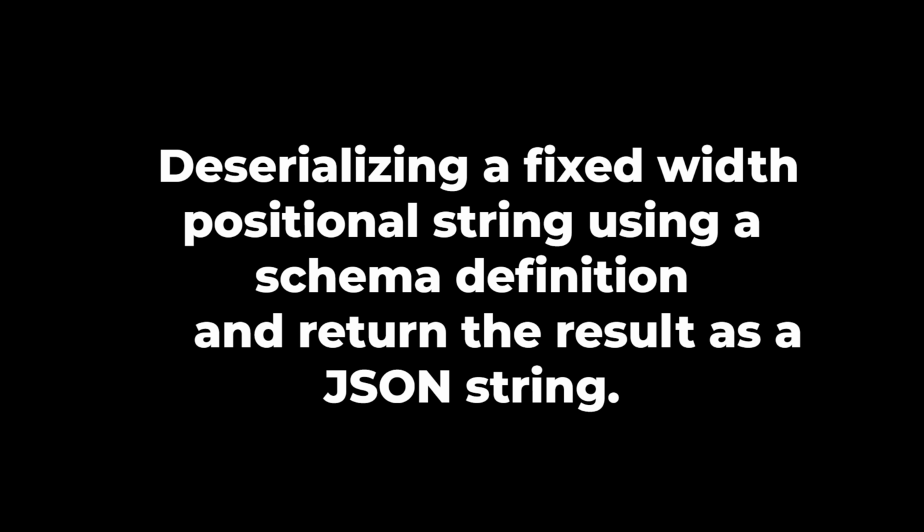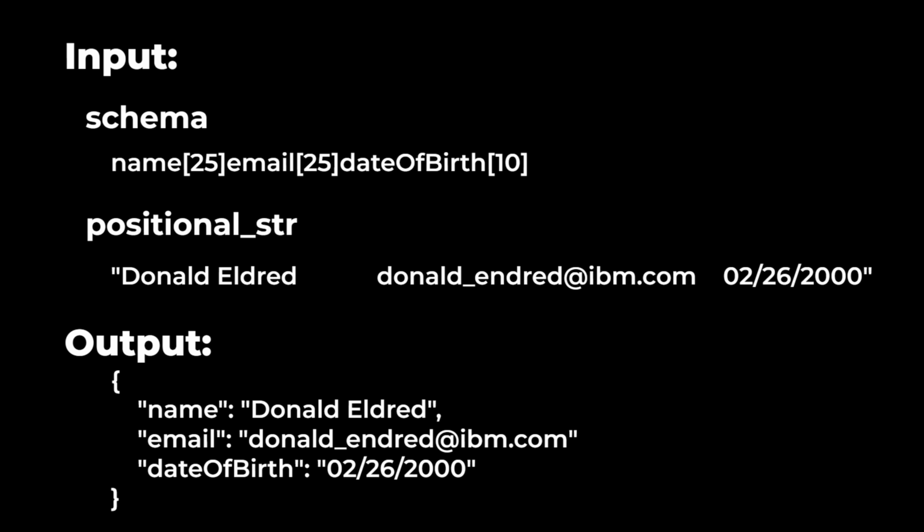Deserializing a fixed-width positional string using a schema definition and returning the result as a JSON string. To solve the problem, we have a script written in Python that receives two parameters. The schema, which defines how to interpret this string, with the fields and their sizes. The second parameter is the input string, which contains the raw data. Our goal is to transform this into something structured and easy to use, like the JSON shown below.